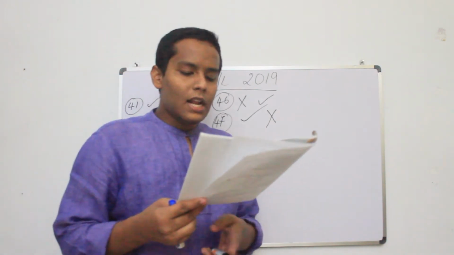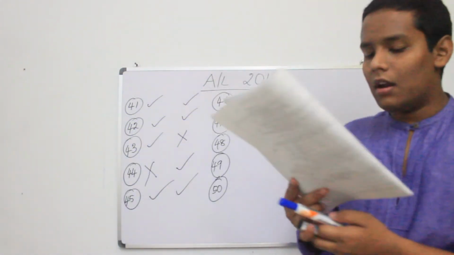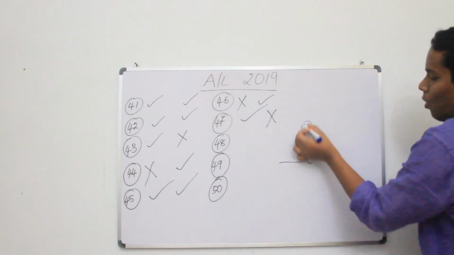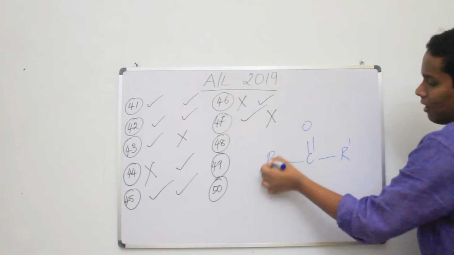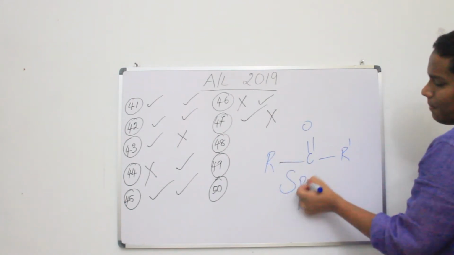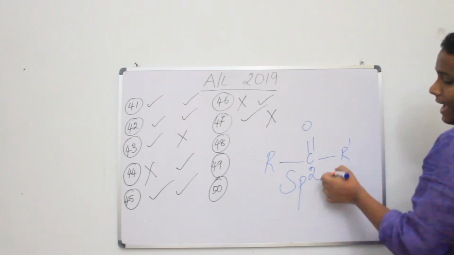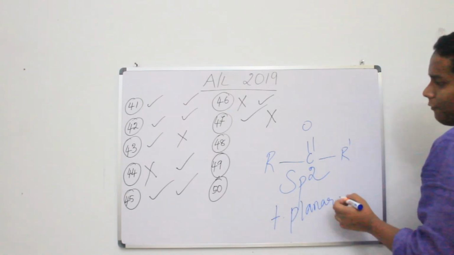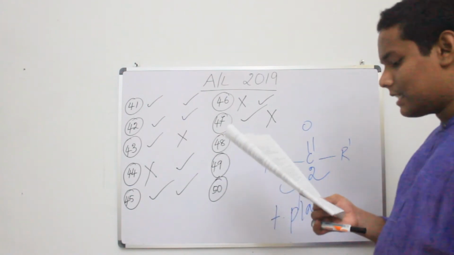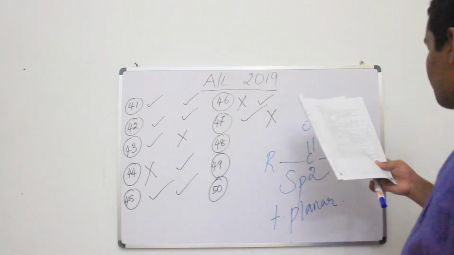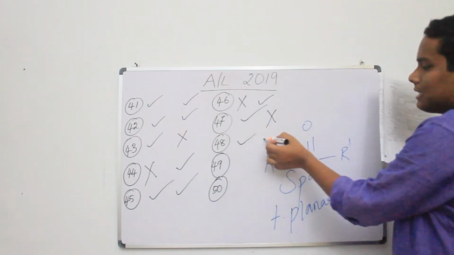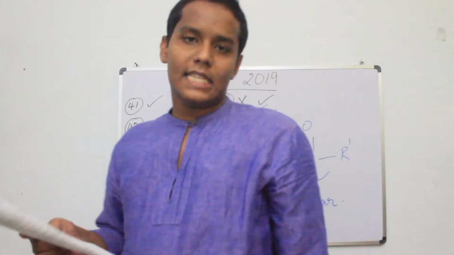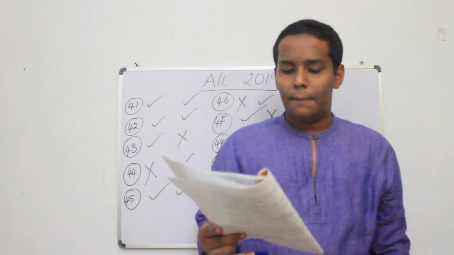48. The carbonyl carbon atom of a ketone and other atoms bonded to it lie in the same plane. Correct, no? R-CO-R. So this is sp2 hybridization, trigonal planar arrangement. So therefore 48, the first one is correct. Second one, carbonyl carbon of ketone is sp2 hybridized. Yes. And that's the reason why it is in the same plane. 48, answer is answer number 1.